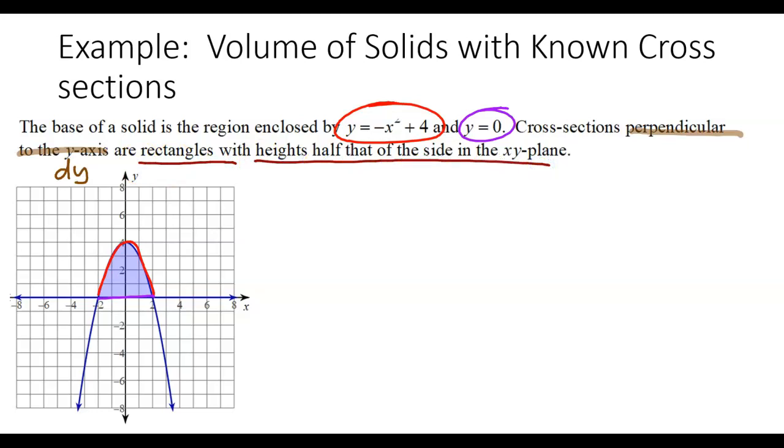So let's begin here. Now, the first thing to notice is that we are integrating with respect to y here. So we want to start by getting the x by itself. Let me do this in a different color, though.